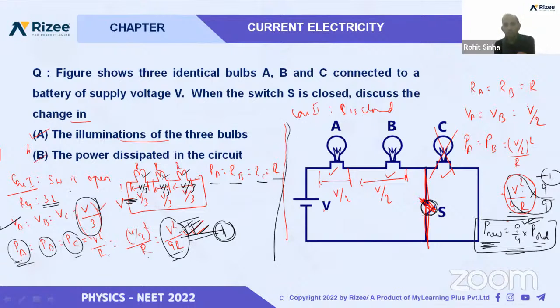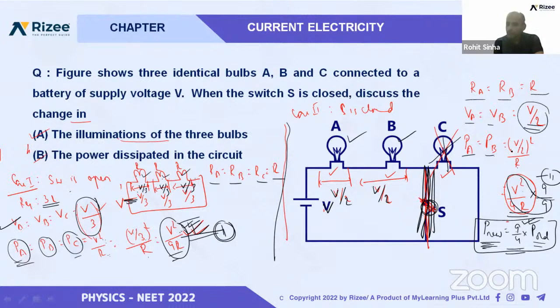Similarly, when the switch is closed and we short here, what will happen? This will become useless. Now only two resistances are left. So we write RA is equal to RB is equal to R, and the voltage V is now dividing into only two parts, so each will get V by 2 and V by 2. Now the power consumed in each bulb will be how much? V square by R.